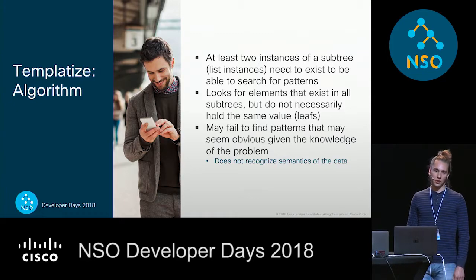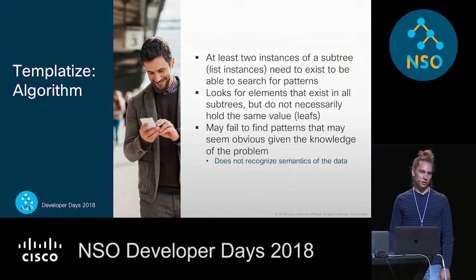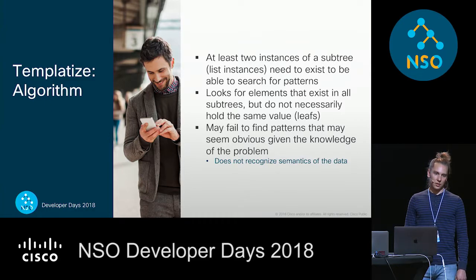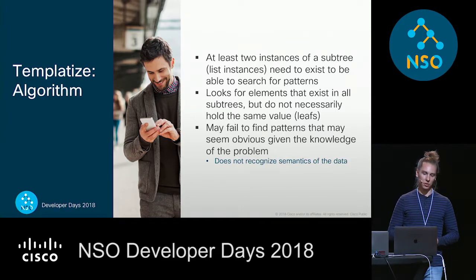First of all, at least two instances of a certain subtree need to exist in order to find similarities. Otherwise, there is not much to search for. If you only have one instance, you can just do a show config on it, show XML, and take that. Then it looks for elements that exist in all of these subtrees but do not necessarily have the same value. So if, as in this example, interfaces had a different metric value, it would be replaced by a variable, and the mechanism would suggest you use this variable in your template.